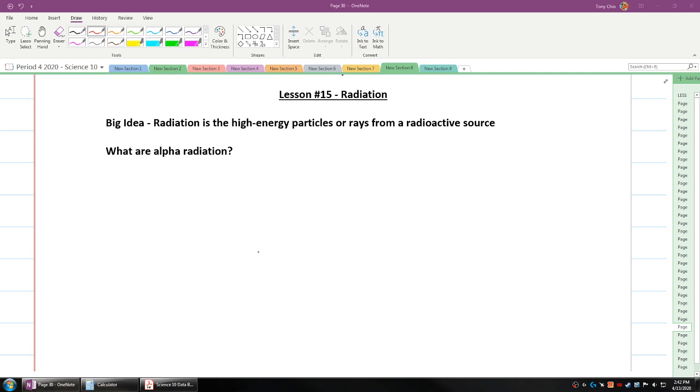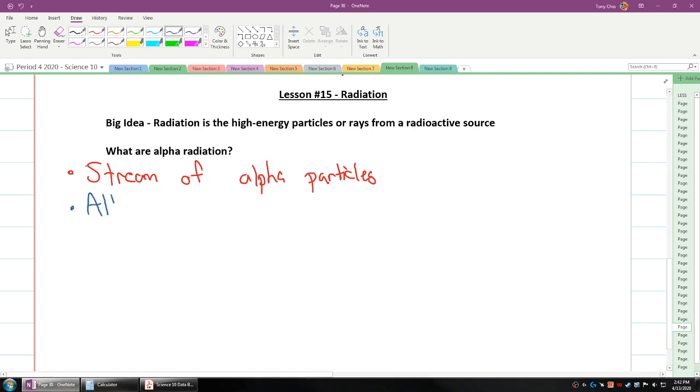So our first type of radiation is going to be alpha radiation. So what is alpha radiation? It's a stream of alpha particles. Now you might remember alpha radiation or alpha particles from the Rutherford experiment when he tested if a chemical has a nuclei. Now what are these alpha particles? Alpha particles are large. Not only are they large, they're positive particles, I mean.